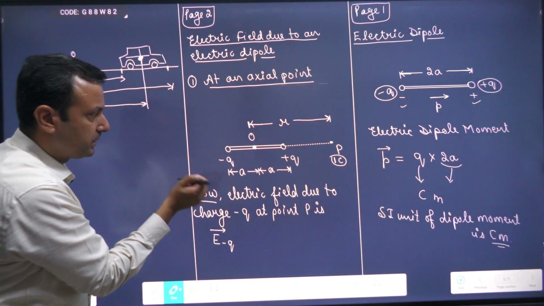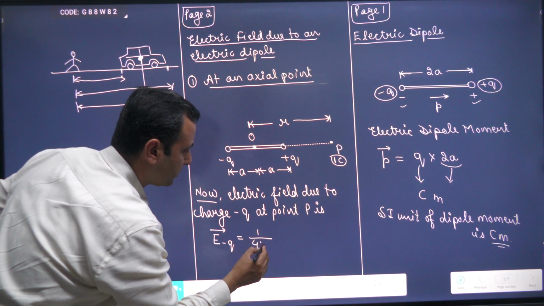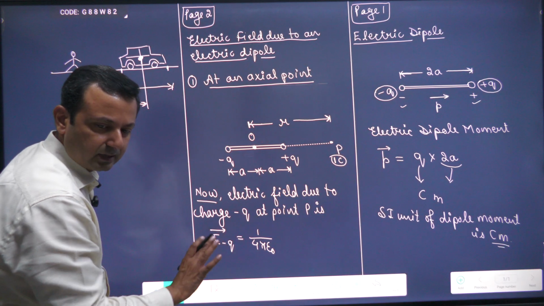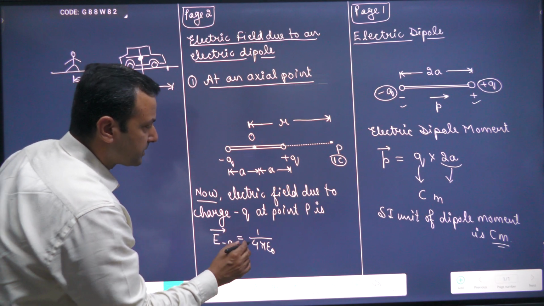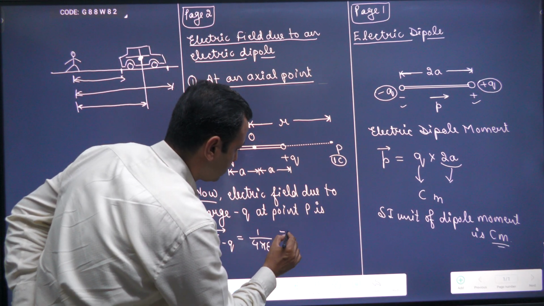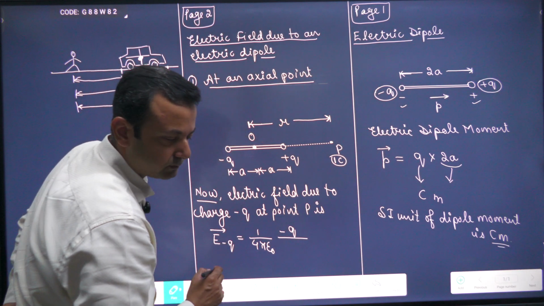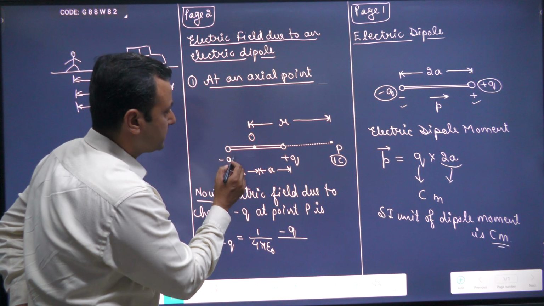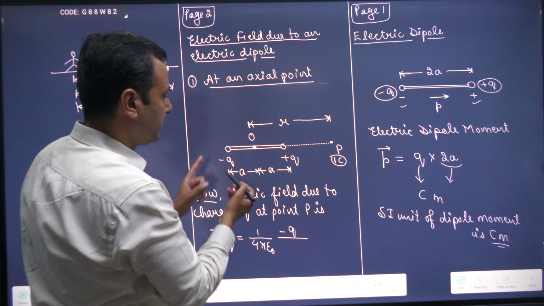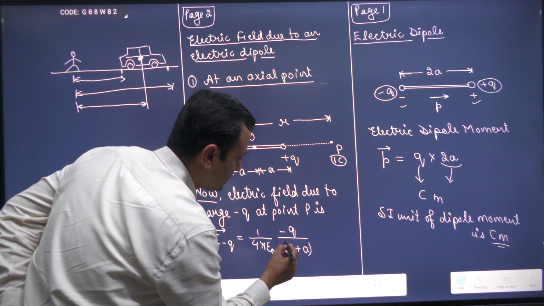So E minus Q means the electric field at point P due to this charge. It will be 1 upon 4 pi epsilon naught, this is the electric constant, times charge minus q, upon the distance from here to here, which is r plus a, whole squared.